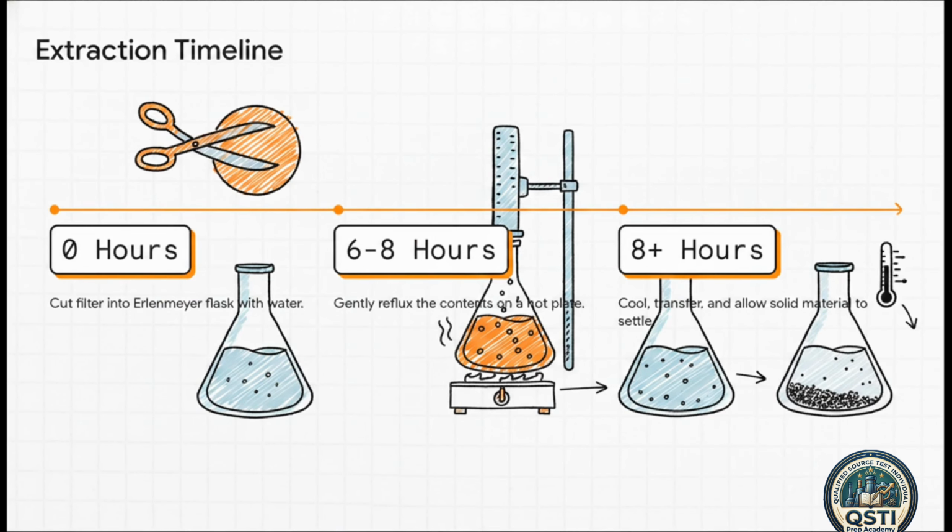Let's quickly look at the timeline for this extraction because honestly, it requires some serious patience. At hour 0, we cut the sample filter into small pieces and drop them into a flask with water. Then, for the next 6 to 8 hours, we place the flask on a hot plate and gently reflux the contents. Refluxing just means we heat the liquid to boiling, but we use that air condenser to catch the vapor, cool it, and drop it right back into the flask.